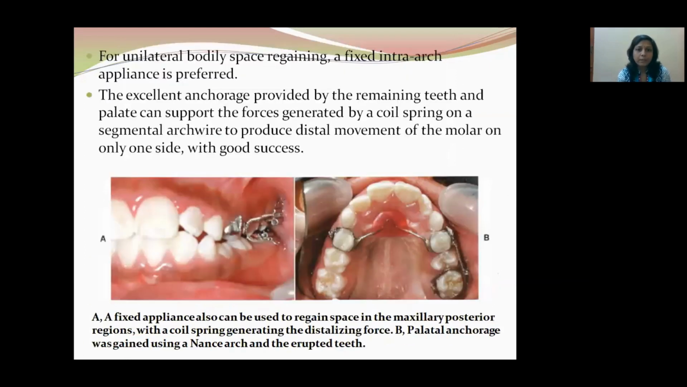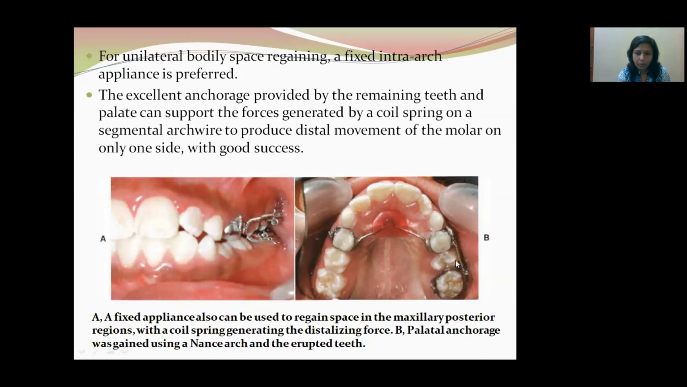For unilateral bodily space regaining, a fixed intra-arch appliance is preferred. The excellent anchorage provided by the remaining teeth and palate can support the forces generated by a coil spring on a segmental arch wire to produce distal movement of the molars on one side with good success. Here a fixed appliance is used to regain space in the maxillary posterior region with the coil spring generating the distalizing force.